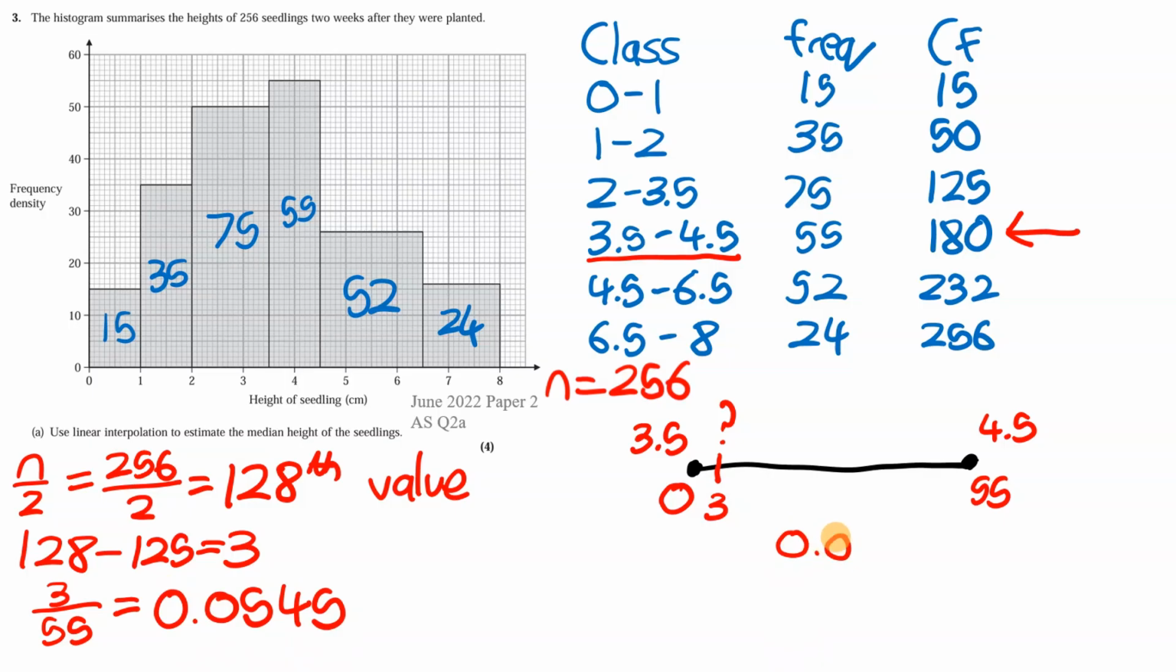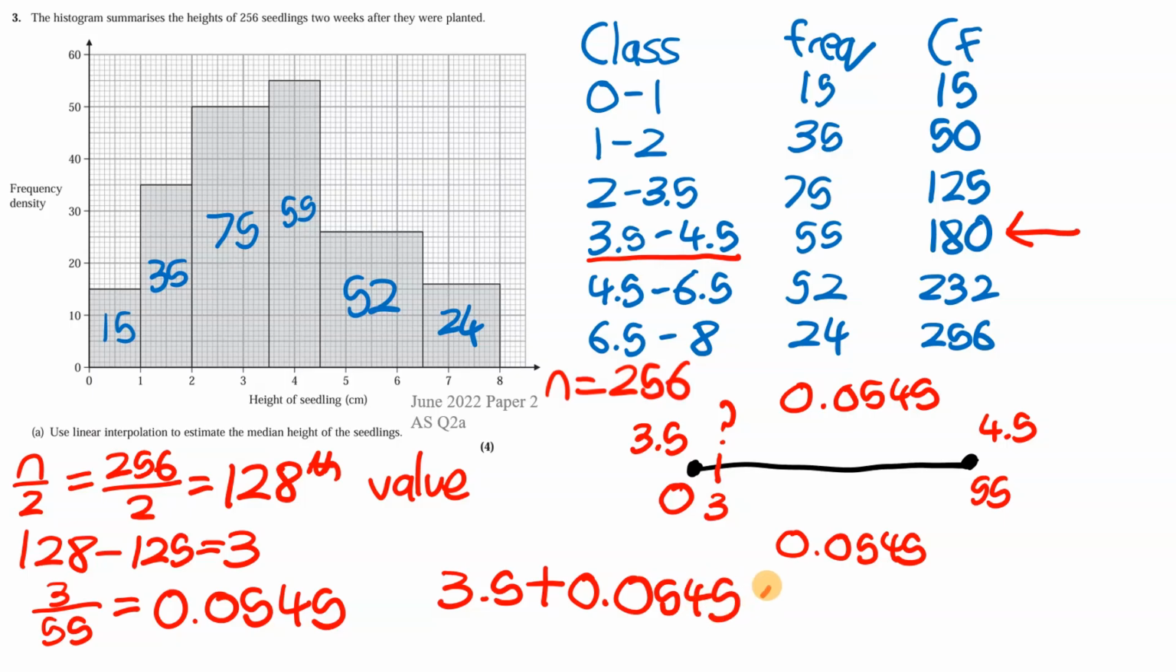If you put this into your calculator, it is equal to 0.0545. So this is the proportion of how far across this line 3 is between 0 and 55, and it's going to be the same proportion on this side as well. So this interval starts at 3.5 and then we're going to add 0.0545 multiplied by the class width, and the difference between 3.5 and 4.5 is 1. If you put this into your calculator, it is equal to 3.55 centimeters, and this is the median height of the seedlings. Again, go back to the linear interpolation video that we did where we talk about this method further.